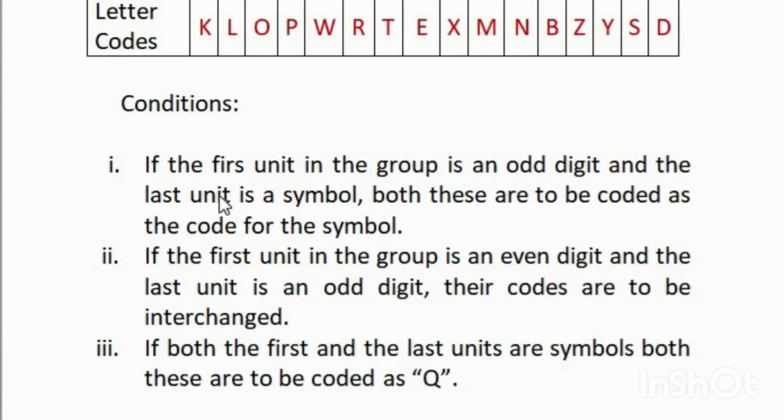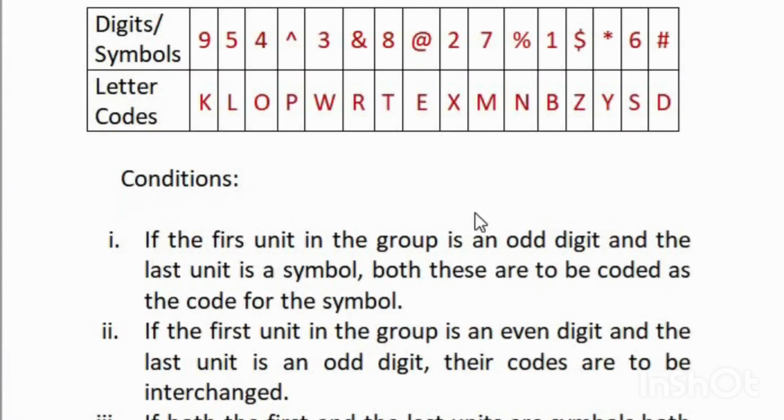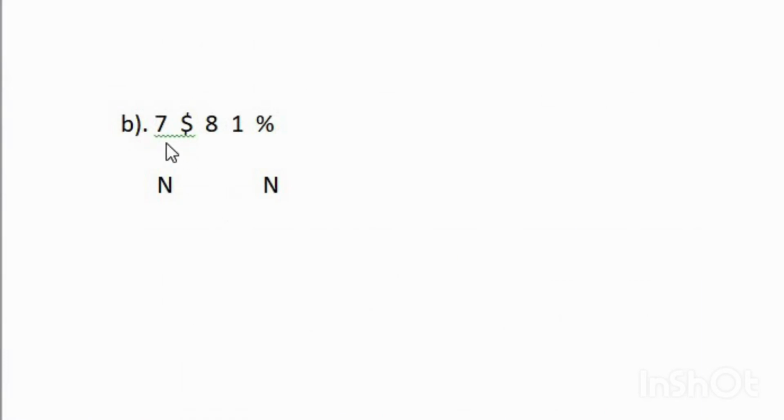In the next question, the first unit is a number. It is an odd number 7, and the last unit is a percent, that is a symbol. Which is the condition? First one, right? That is, if the first unit in the group is an odd digit and the last unit is a symbol, both these are to be coded as the code for the symbol. So in this case, both 7 and percent should be coded by the code for the symbol percent. From the table, the letter code corresponding to percent is N. So as per the condition, both 7 and percent should be replaced with N. That is the code for the symbol percent. The rest remains the same.